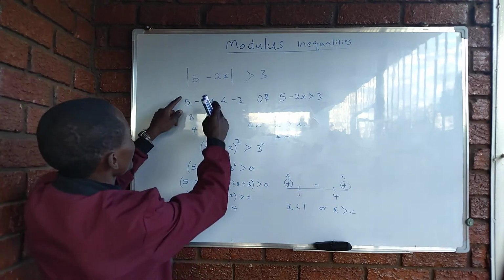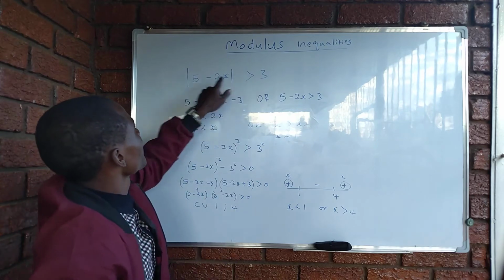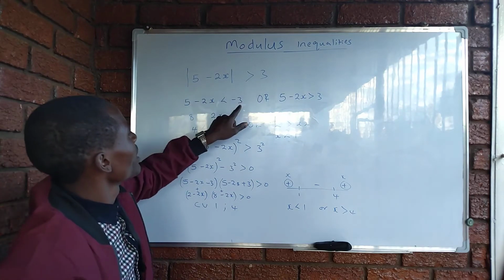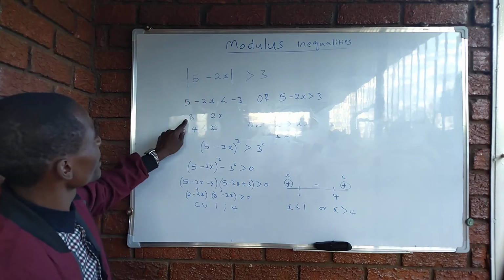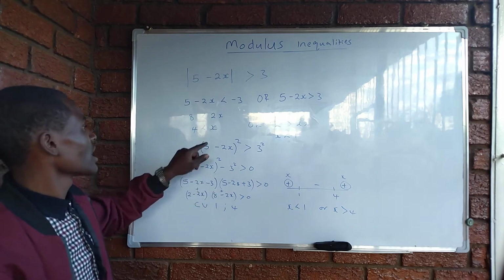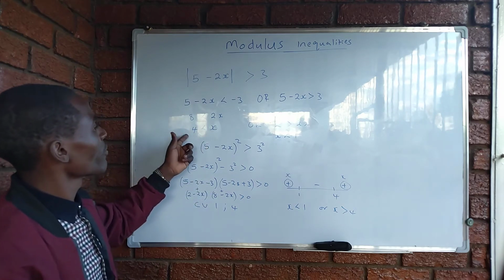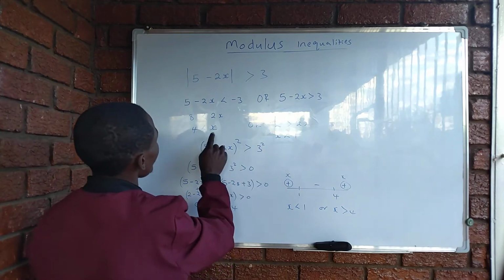Right? In the negative case, if we divide by the negative, the sign changes to less. Simplifying, 5 minus 3 gives 8, so 2x goes to the other side as positive. We divide, and remain with x is greater than 4, or 4 is less than x. Right? So the answers are x is less than 1 or x is greater than 4.